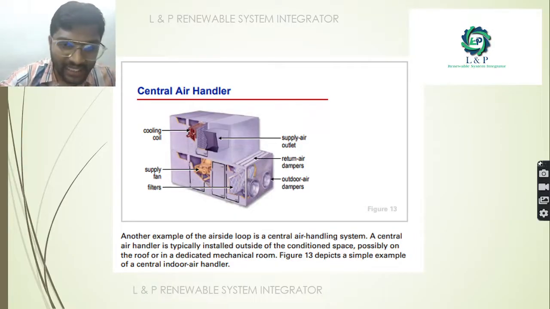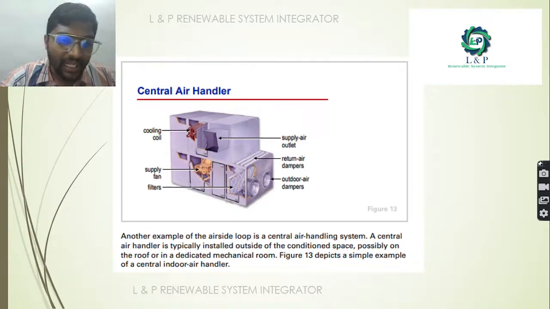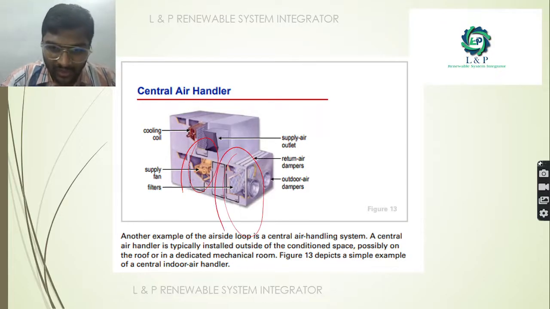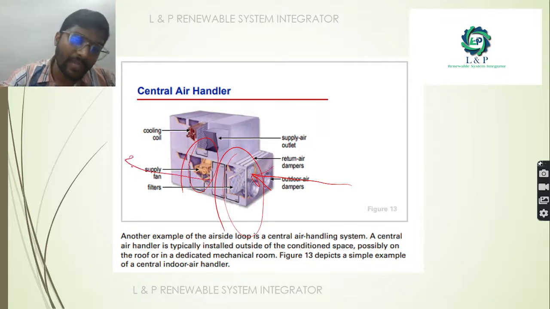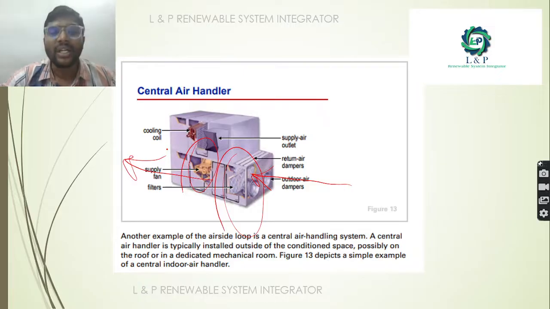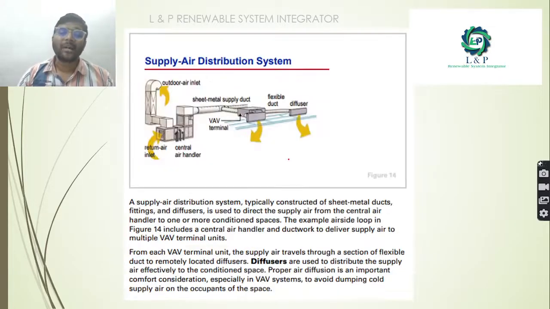Next is the central air handler. As you can see here in the central air handler, we are having a supply fan and filters for filtering. This is the outside air which is coming inside. With the help of the supply fan through the filters, we are supplying the air to the concerned room. With the help of the cooling coil, we are able to cool down the air present in the supply fan, and with the help of the supply air outlet, you can supply the air to the concerned room.